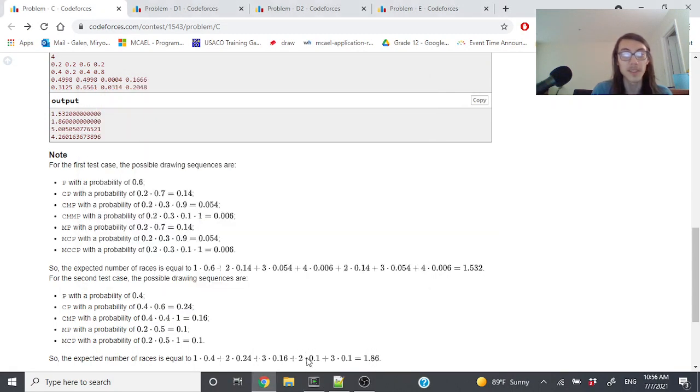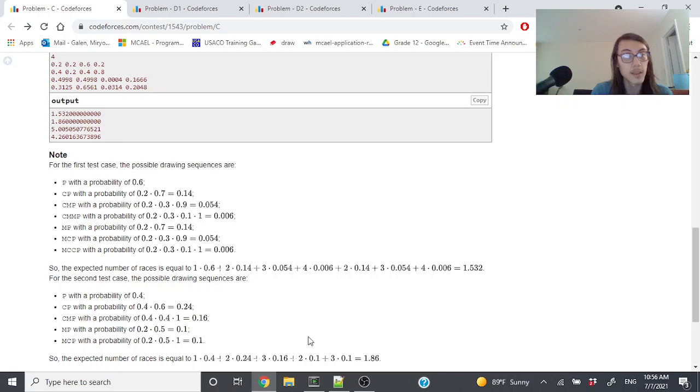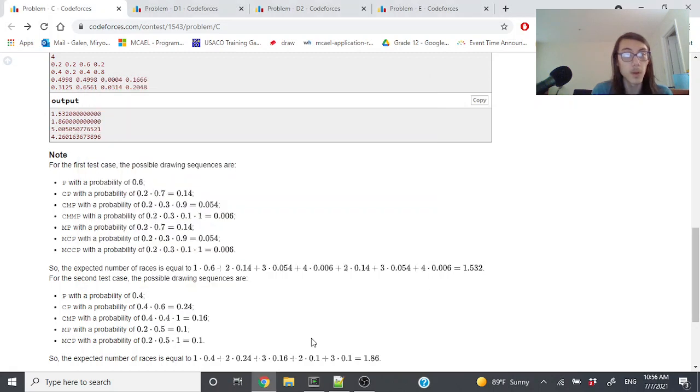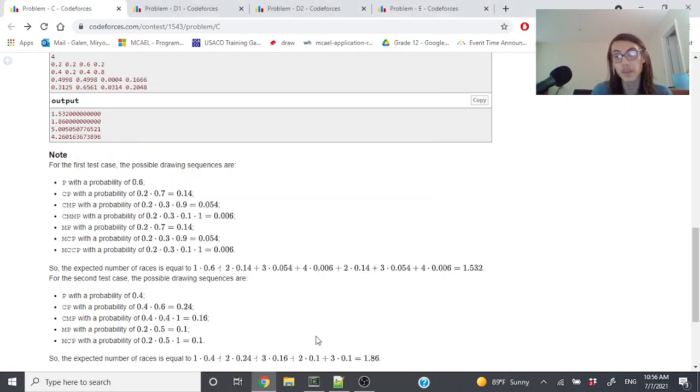Okay, so they actually do have the cases, which is nice. So P with a probability of 0.6, then CP, so 1, 1 probability of 0.2 times 0.3 times 0.9. Oh, that's a bit wrong. Why is that a bit wrong? So that goes over there.